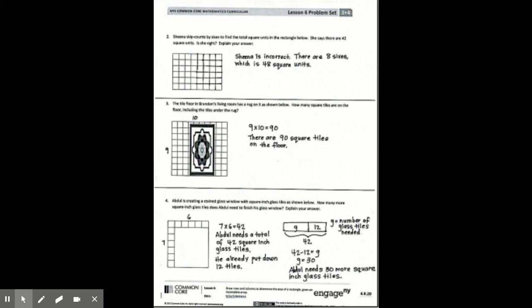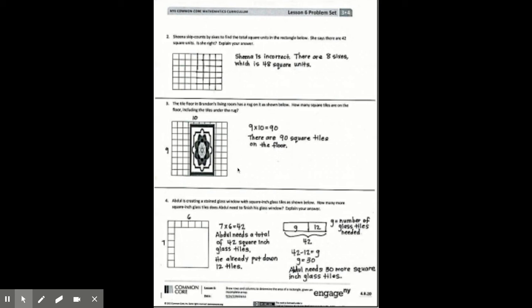We look at number 3. The tile floor in Brandon's living room has a rug on it shown below. How many square tiles are on the floor, including the tiles under the rug? So in Brandon's room, the person that solved this did put the lengths on each side, which I recommend doing so you know what you're going to multiply. So one side of the rectangle is 9. The other side is 10. So the answer would be 90 square tiles. So there are 90 square tiles on the floor. And it did ask how many square tiles.